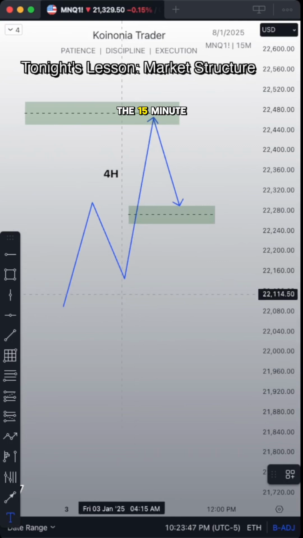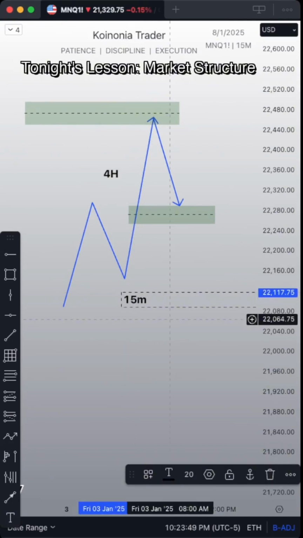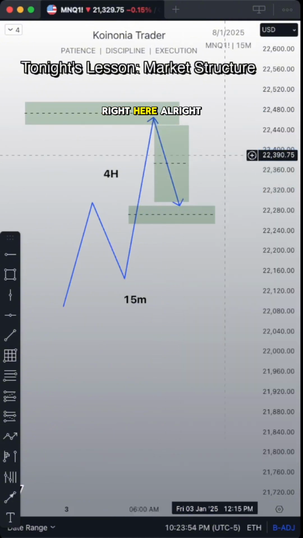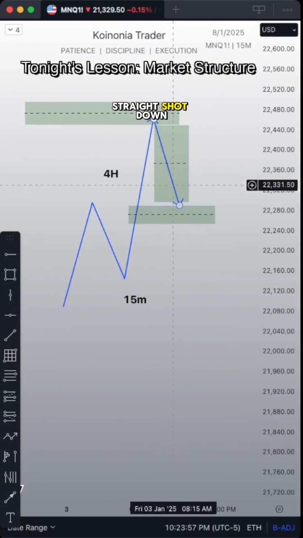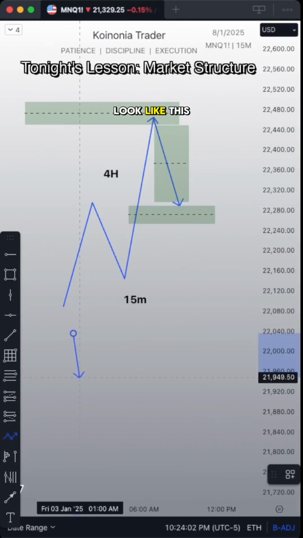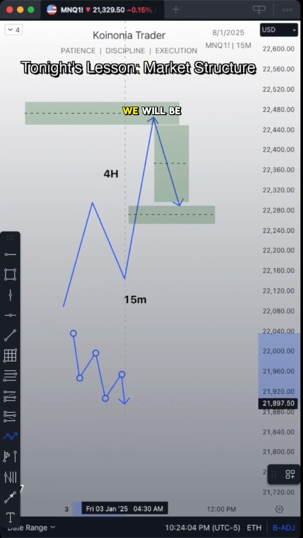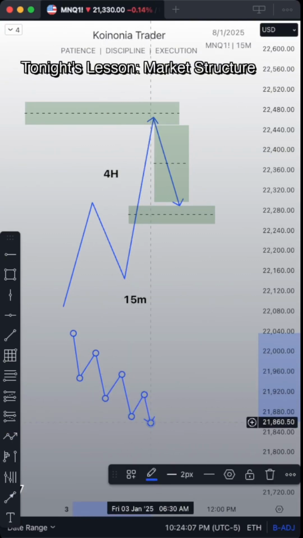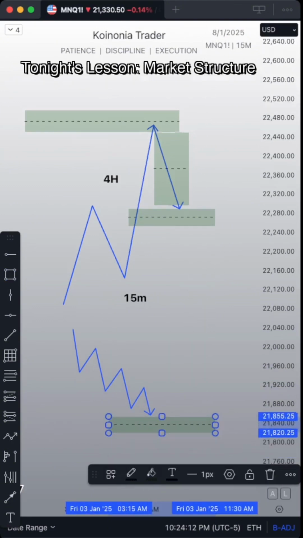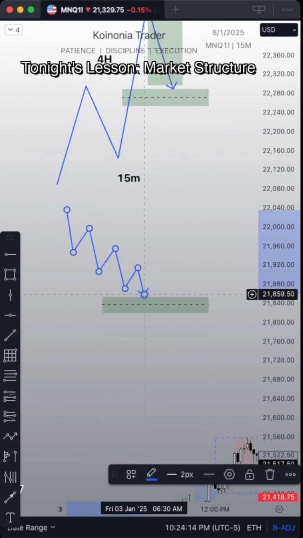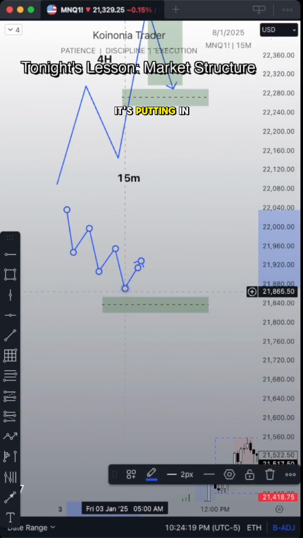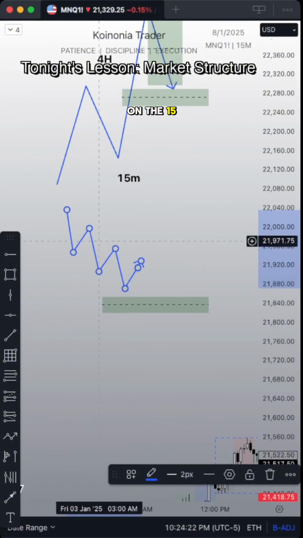Now on the 15-minute time frame, we're going to take a look at this price leg right here. On the 4-hour, it's just looking like a straight shot down to create a higher low. But on the 15-minute, it'll look like this. We will be downtrending on the 15-minute down into this point of interest here. And for the sake of this example, let's say that the 15-minute is doing this. It's putting in this lower high on the 15-minute.